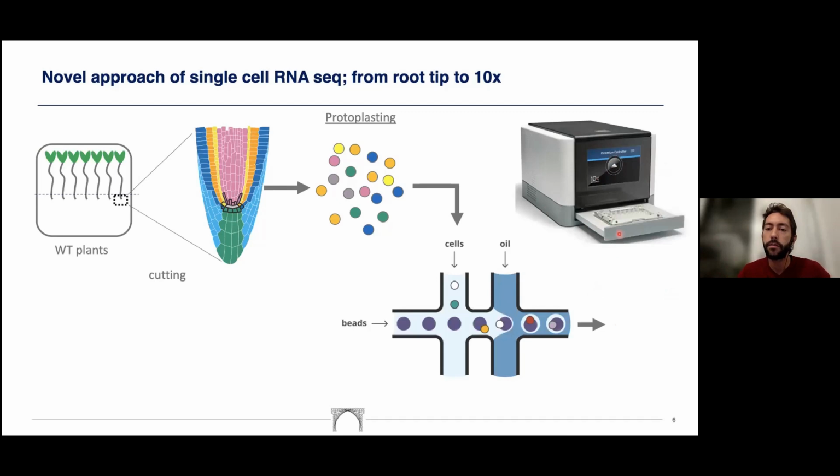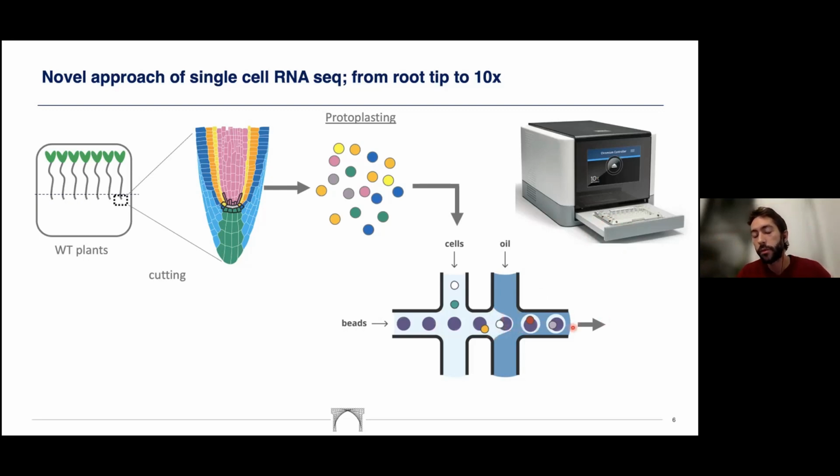The technique relies on a chip with different wells. In one well, you put cells, in another well, you put oil, and in a third well, you put beads that are barcoded beads. Each bead has a unique barcode and is covered with poly-T that is going to trap messenger RNA. The machine pushes these three components through a microfluidic system, and here you see that the beads and the cells are combined into droplets of oil.